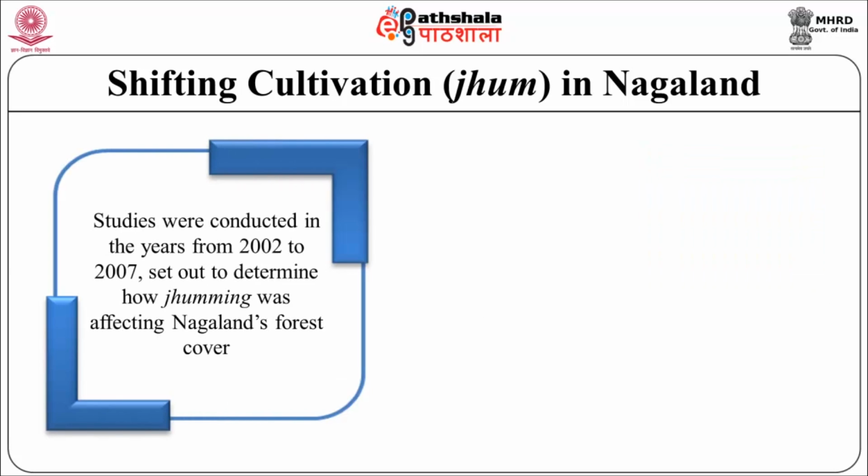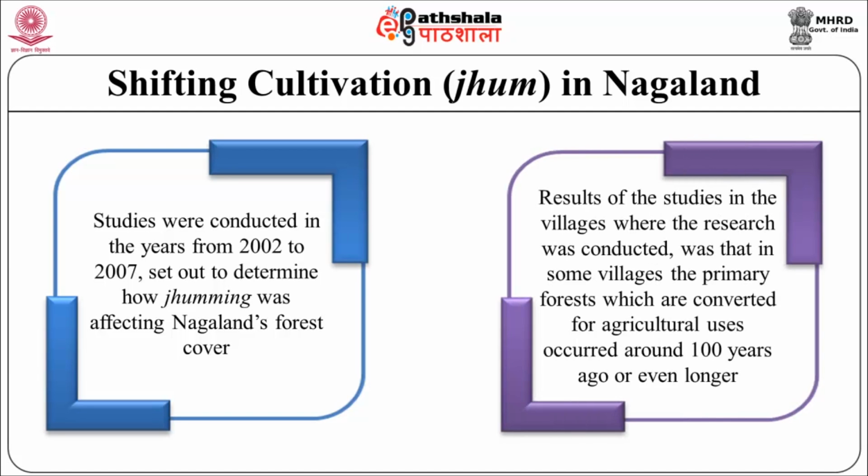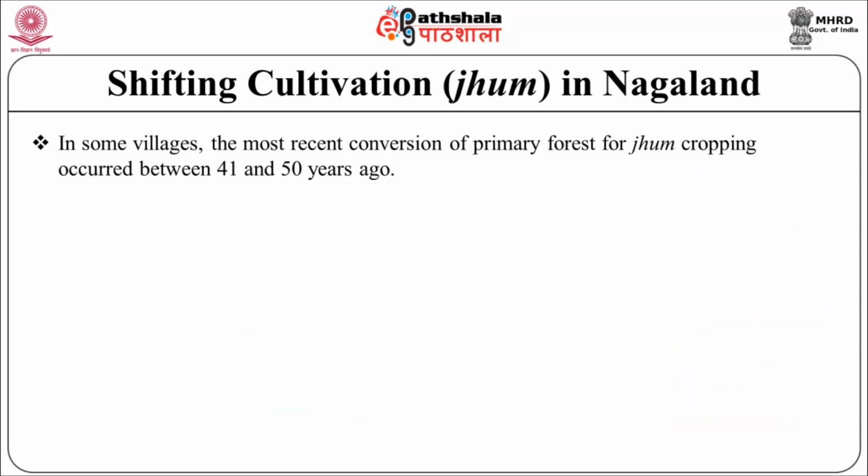Studies conducted from 2002 to 2007 set out to determine how jhum was affecting Nagaland's forest cover. The result of the studies in the villages where the research was conducted was that in some villages the primary forest which was converted for agricultural use was converted around 100 years ago or even longer. Since then, their primary forests have remained intact.